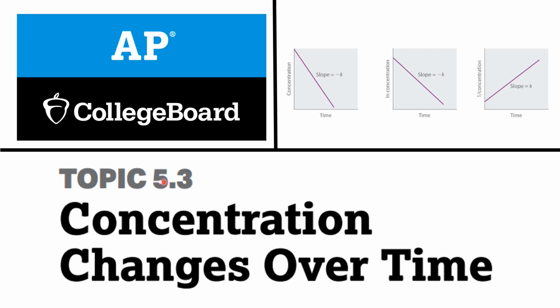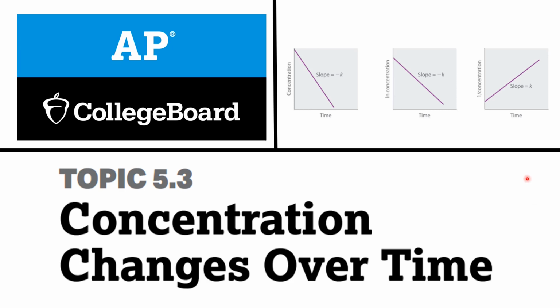Hi everyone, this is topic 5.3, concentration changes over time, and this is taken from AP Chemistry College Board. In this topic I'll be talking about the rate law and how we can actually find the integrated rate law, and from that integrated rate law how we can plot a graph between the concentration and time, and if you are given a graph between concentration and time, how you can find what order it will be.